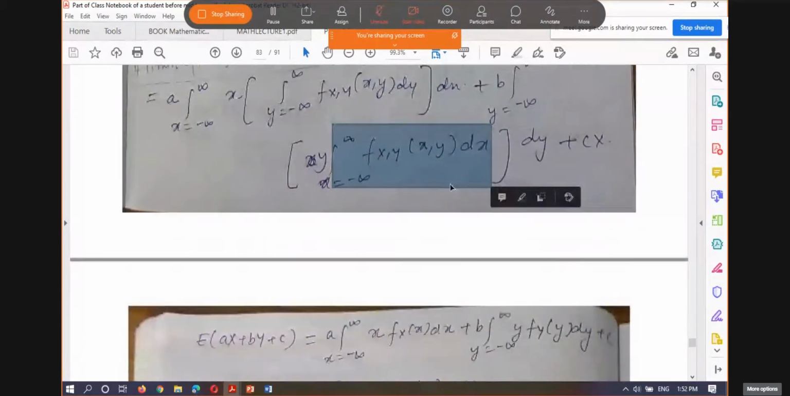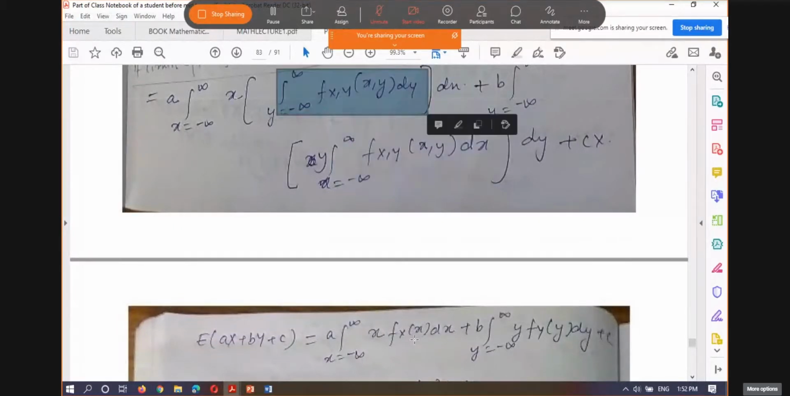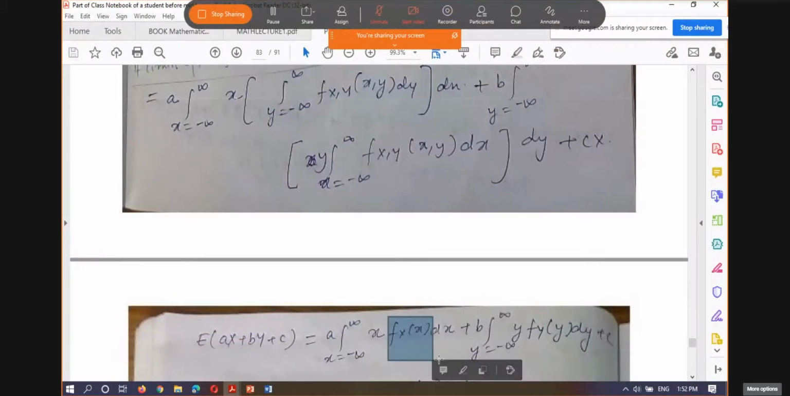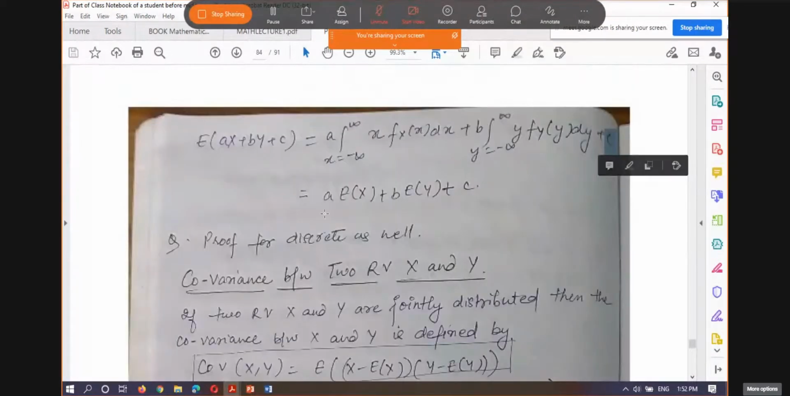So I will write like this: because it is the marginal density function of x, it is f_X(x). Similarly, this is the marginal density function of y, so f_Y(y). And this is c into 1, so c only. Now, what is this one? This is the definition of the expectation of x, because you are integrating x times the density function of x within the whole domain of x. So it is the expectation of x. Similarly, it is the expectation of y, because you are integrating y multiplied by the density function of y within the whole domain of y. You get the expectation of y, and 1.